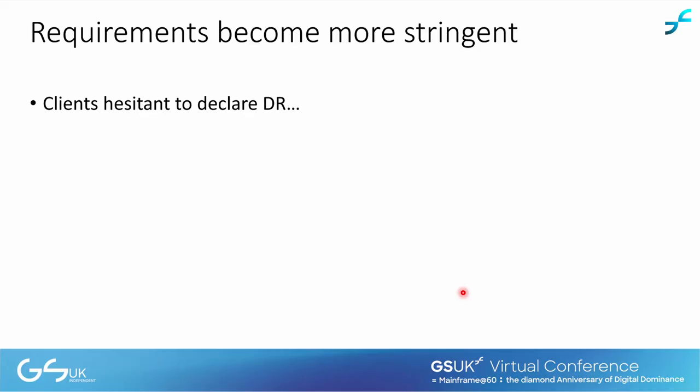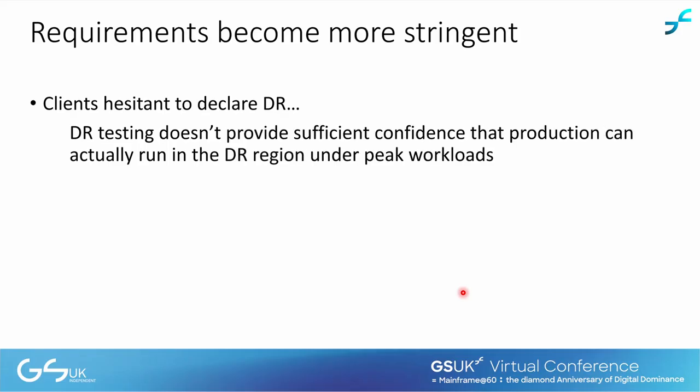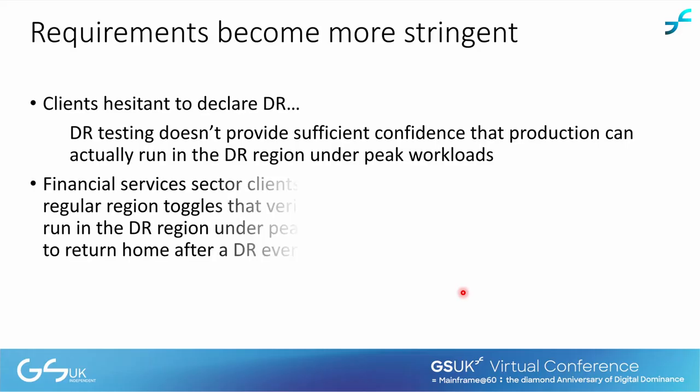requirements became more stringent. We have high availability, we have disaster recovery at a distance, but clients are hesitant to declare disaster recovery. And I'm sure you could figure out why when you look at a GM3 site environment, which is one of the best environments you can have. So DR testing was not providing sufficient confidence that you could run peak workloads in your DR region.